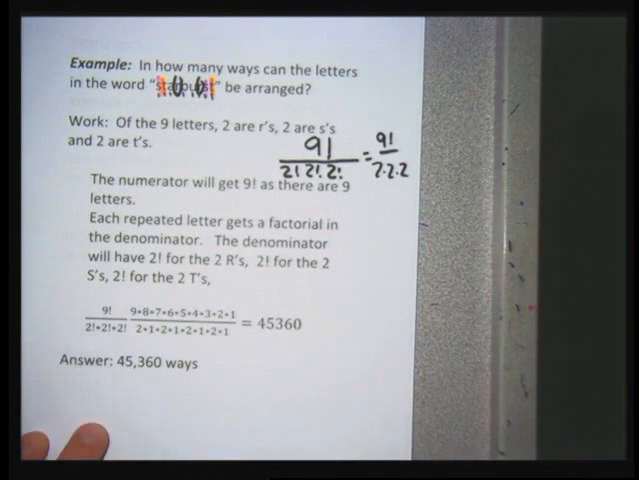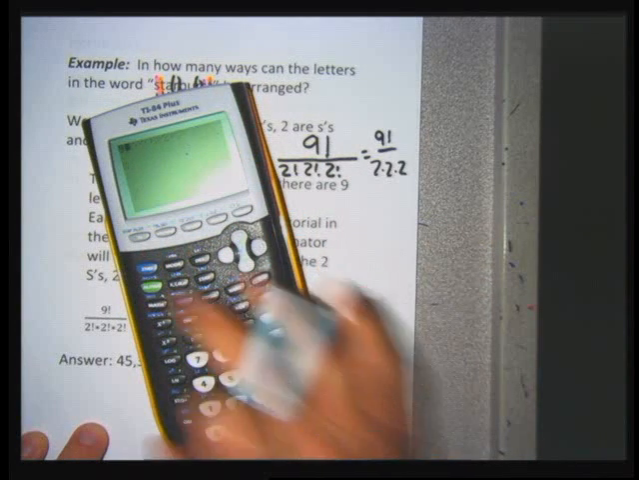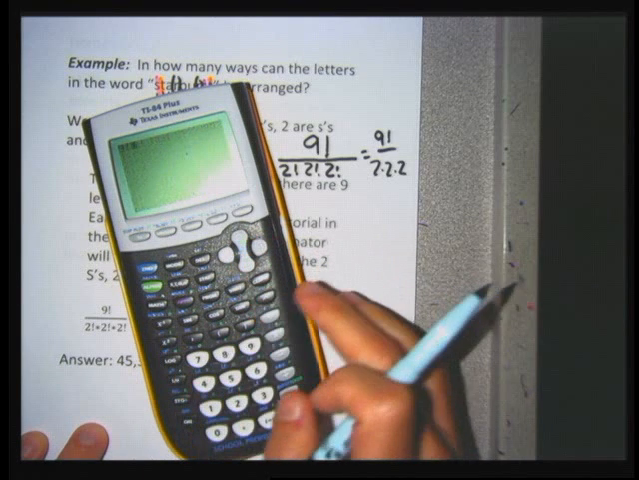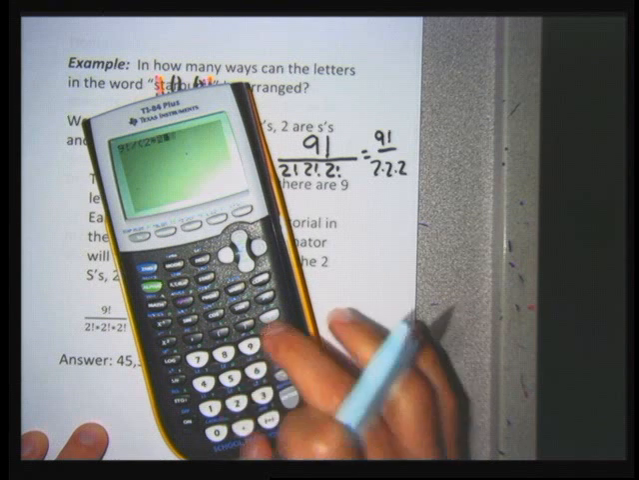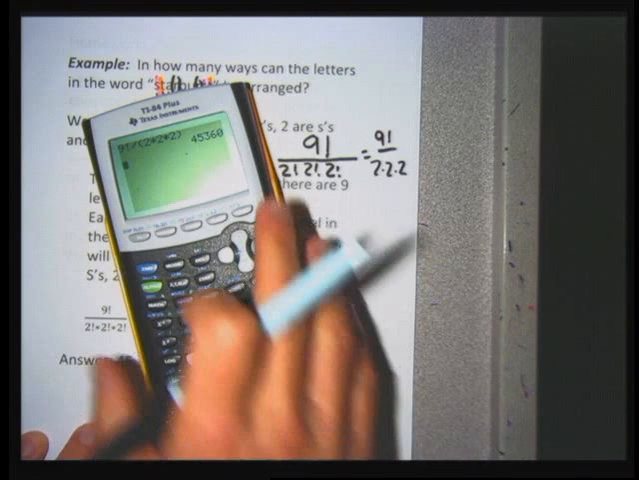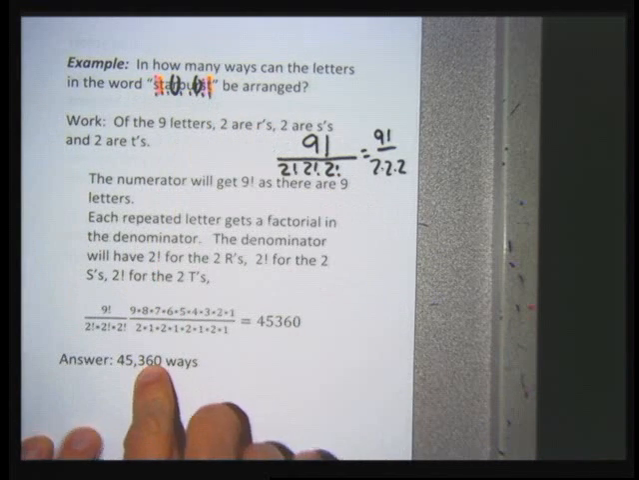And I'll just enter that on my calculator, kind of like it looks. So I'll go 9, math, PRB, factorial, divided by parentheses 2 times 2 times 2, and I'll get 45,360 ways you can rewrite the letters of the word starburst.